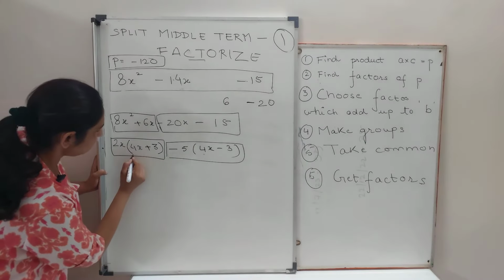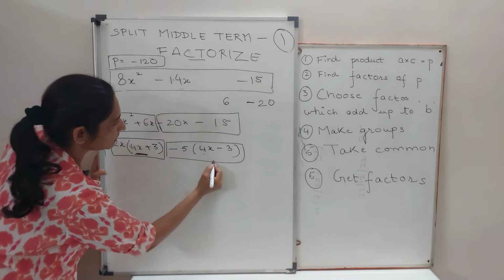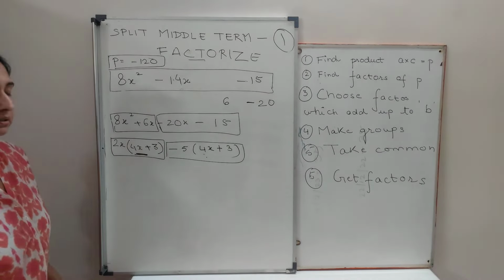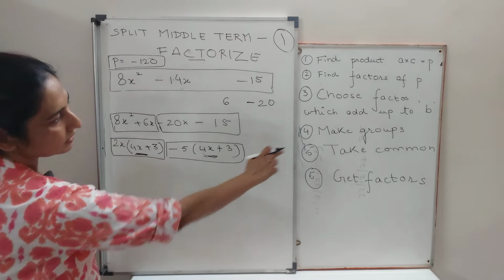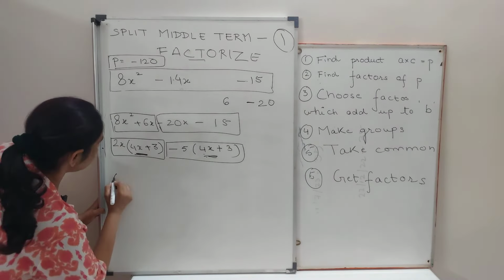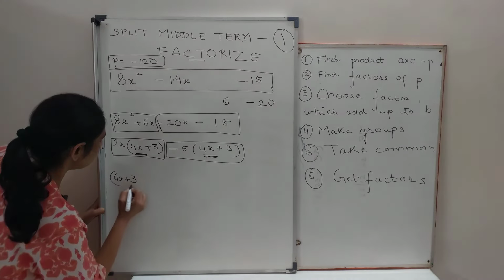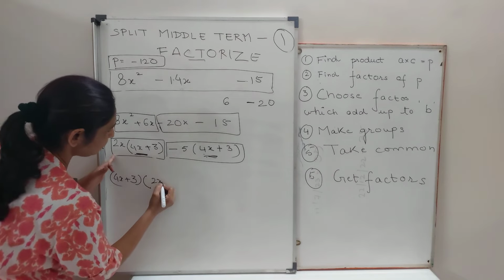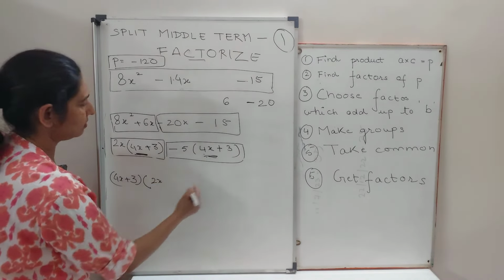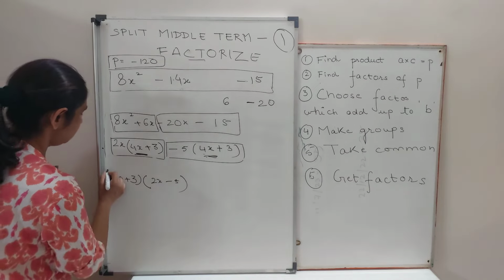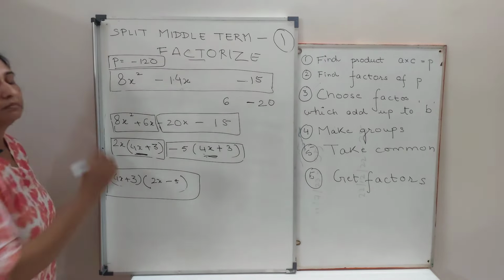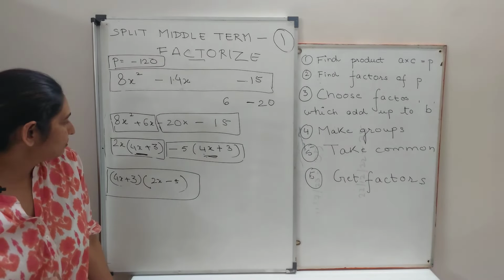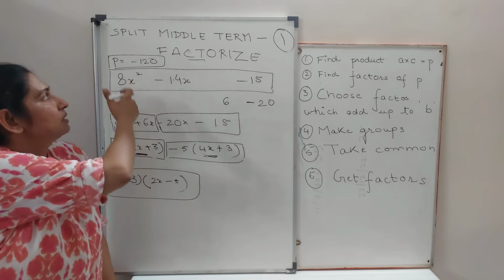From here, now you see that 4x plus 3 and 4x plus 3 come out common. From these two, I take the common out. So I get 4x plus 3 as the common. What am I left with in this box? I'm left with 2x. What am I left with in this box? This has gone away. I'm left with 9. This becomes your answer to factorization of a quadratic using middle term split.